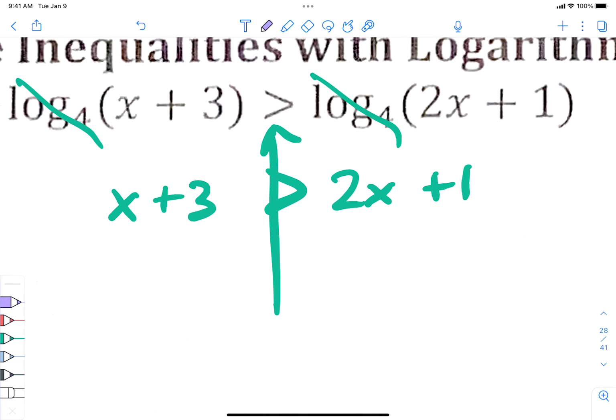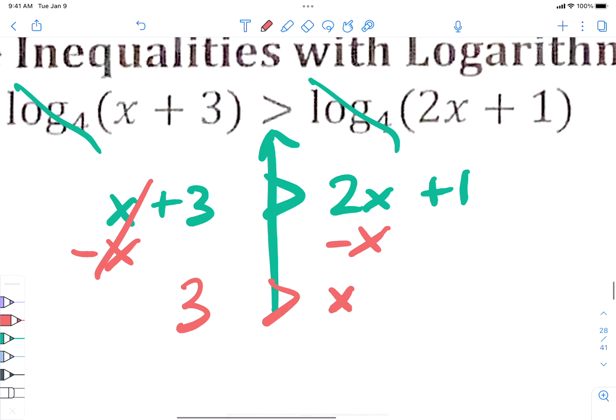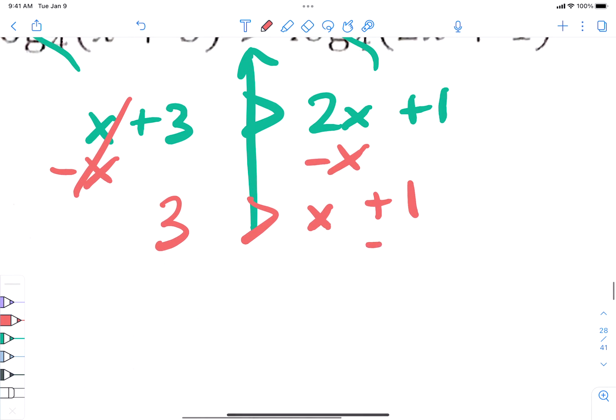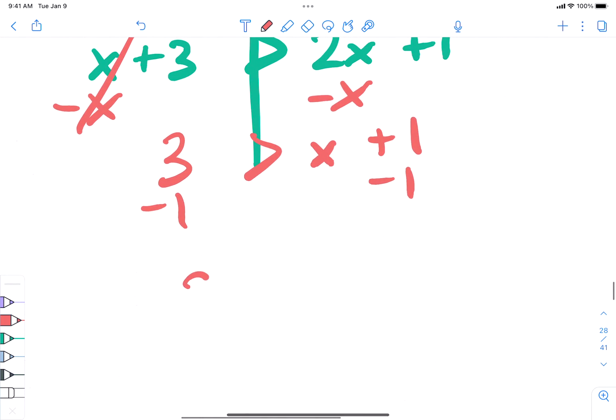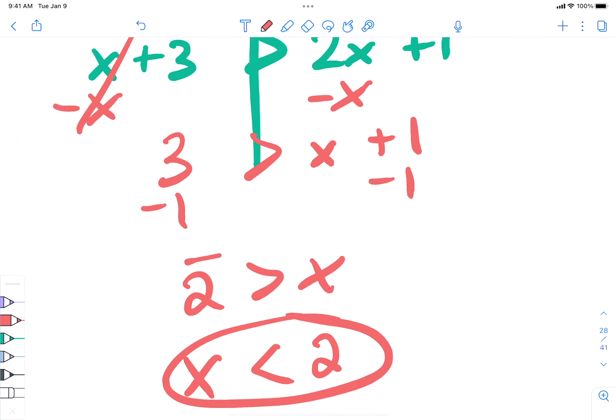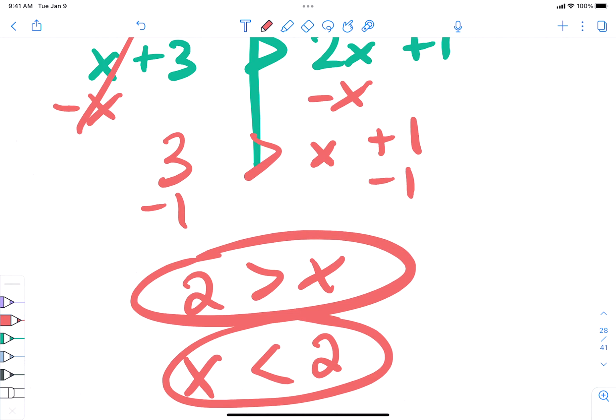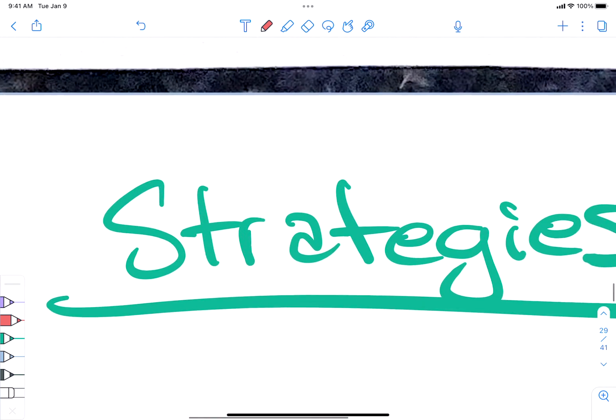Now let's combine some stuff or move. Minus the x, okay? 3 is greater than, what's 2x minus x? 1x, or just x, plus 1. Let's minus the 1, so 2 is greater than x, or you can say x is less than 2. Don't put your stuff away, because I've got some strategies on the back side I want to show you. Here's some things that may happen to you, because they try to be really mean. Okay? Good? All right, let's go to the back.